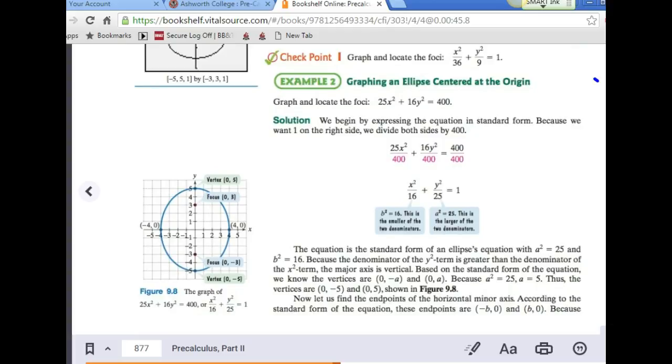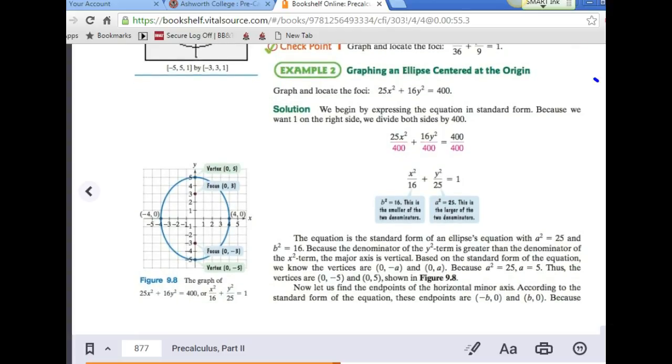Look at example number 2 here. If we're graphing an ellipse that's centered at the origin, first of all, you're given this right here, 25x squared plus 16y squared equals 400. For something to be in standard form, this number over here has to be 1. So notice that they went through and they divided everything by 400, because that's what's going to put it into the ellipse standard form, which is x squared over 16 plus y squared over 25 equals 1.